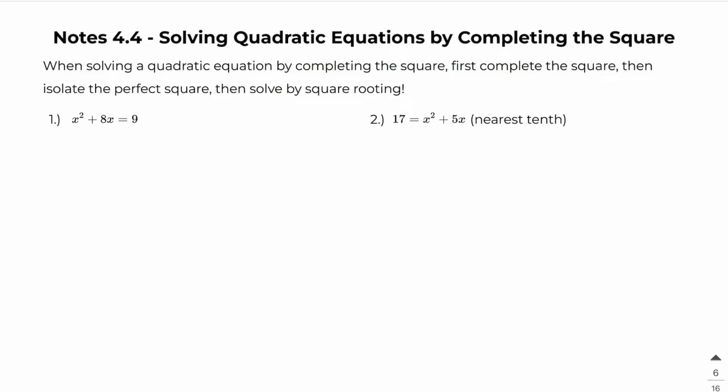Hi everyone, notes 4.4 are on solving quadratic equations by completing the square. And it says when solving a quadratic equation by completing the square, first complete the square, then isolate the perfect square, then solve by square rooting. So the first thing we want to do is first complete the square. So let's go ahead and do that.